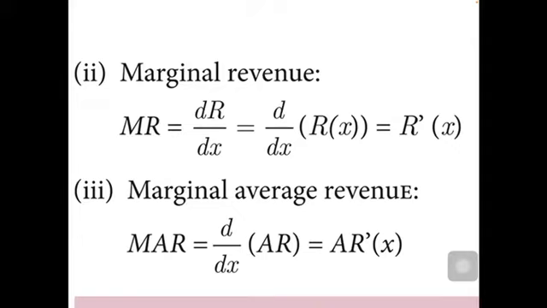Third one, marginal average revenue. Average revenue means we have to differentiate the average revenue function. So, first find the average revenue function, differentiate it, and we will get the marginal average revenue.